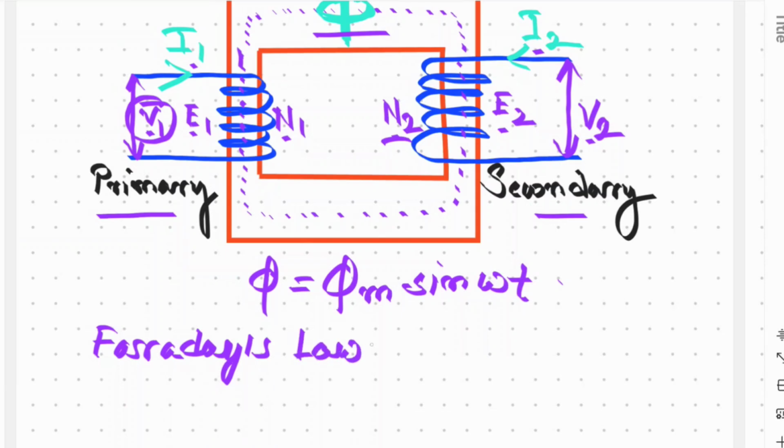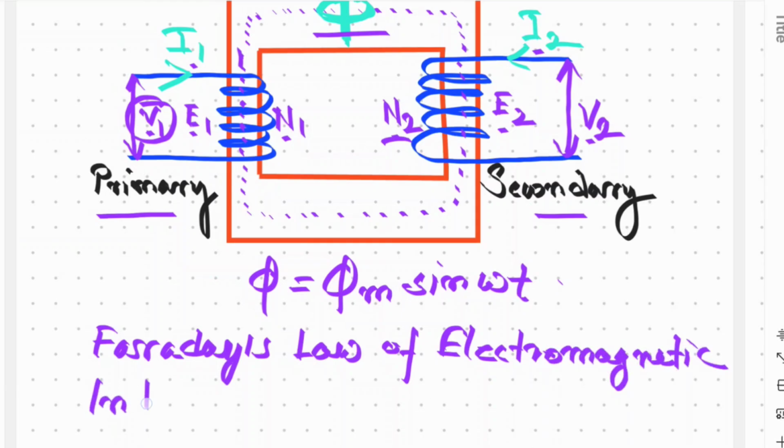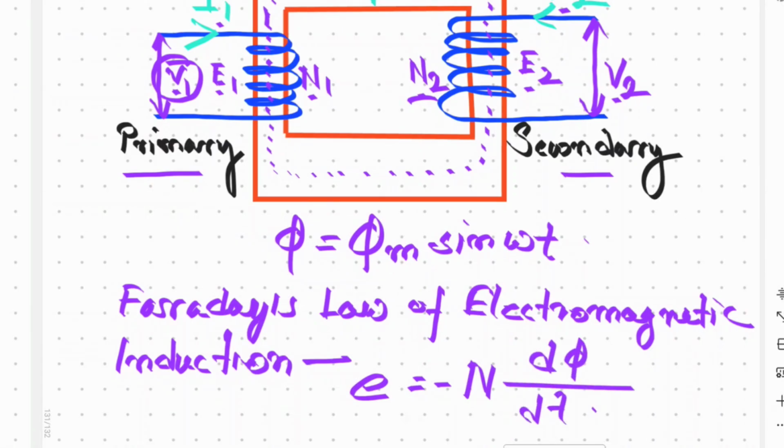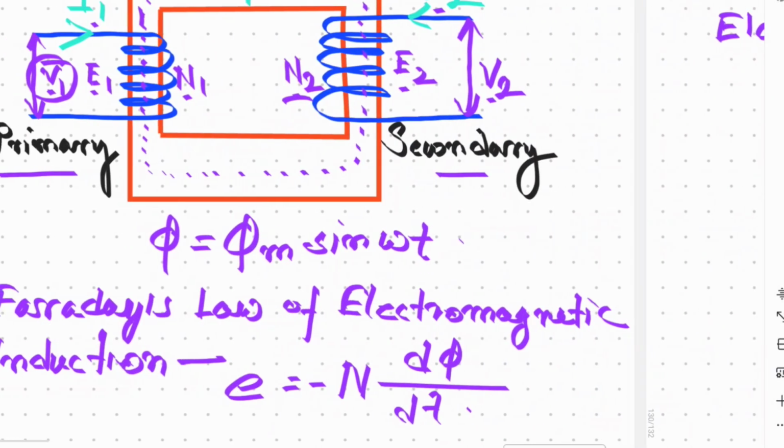Faraday's law of electromagnetic induction: e is equal to minus N d phi by dt, where e is the instantaneous induced EMF, N is the number of turns, and phi is the flux in Weber. Okay, let's see the derivation of the EMF equation.